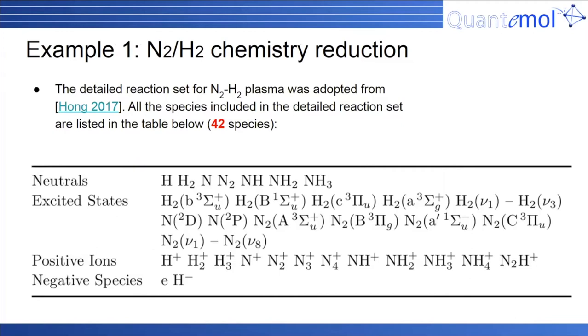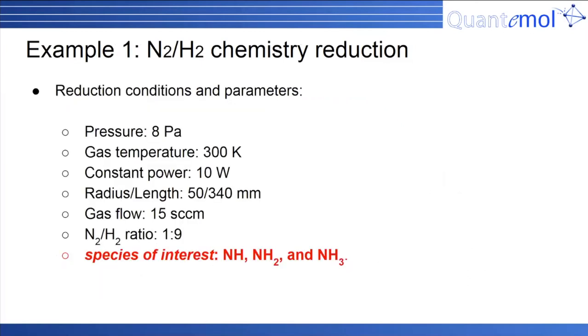And we took here a set used by Hong, which is quite comprehensive and includes 42 species, especially as it includes a lot of excited states and positive ions. And this set was actually done for rather high pressures. So we transferred the set to the rather low pressure conditions, which are typical for ALD applications. And for the species whose densities we want to preserve through this reduction process, we selected the NH2 and NH3 species, as according to Hong, these play a rather important role in determining the qualities of the produced film.